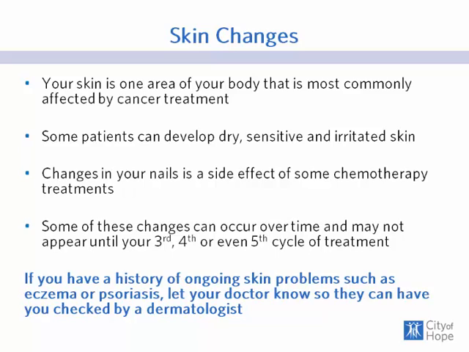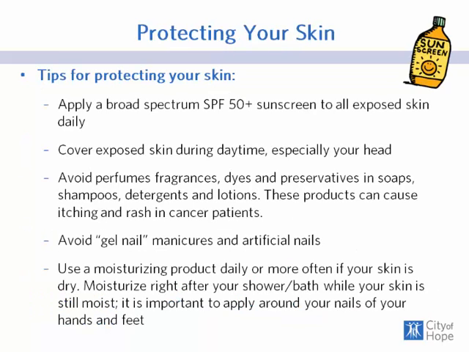If you have a history of ongoing skin problems such as eczema or psoriasis, let your doctor know so they can have you checked by a dermatologist. Protecting your skin. Protecting your skin from UV rays is very important. Use a broad spectrum SPF 50 sunscreen every day. Keep your skin covered during the daytime, especially your head. Avoid using products that have fragrances, dyes, and preservatives. These ingredients can cause itching and rashes. It is also important to avoid gel and artificial nails, as your nails can become easily damaged.